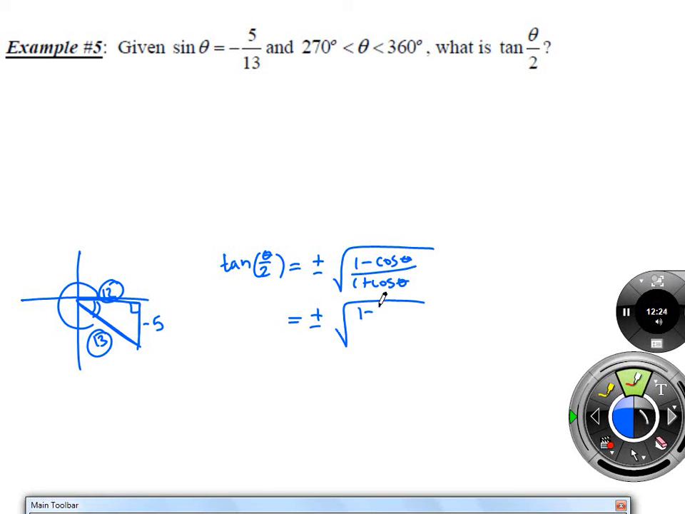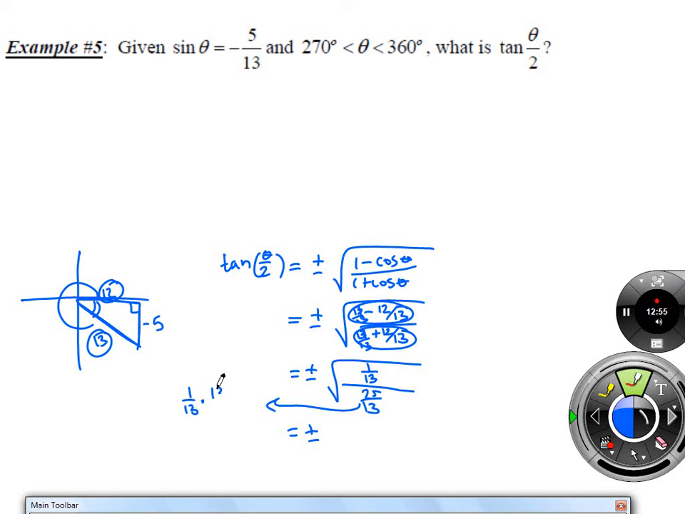So for each of the cosine thetas here, I'm going to substitute 12 over 13. And just like in the previous problem, I need to do a lot of fraction manipulation and simplification. So I'm going to think of these ones as 13 over 13. 13 minus 12 is 1. So I get 1 over 13 in the numerator. In the denominator, I get 25 over 13. Remember what's happening here. 1 over 13 is being divided by, or multiplied by the reciprocal of, 13 over 25. So I get 1 over 25. And so this is plus or minus 1/5. Now I need to decide, is it positive 1/5 or is it negative 1/5?